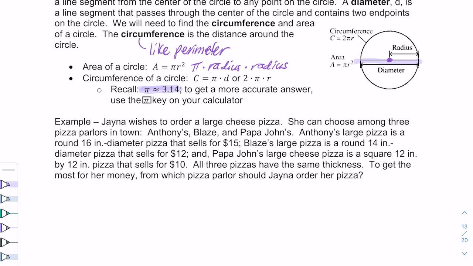It says Jana wishes to order a large cheese pizza. She can choose among 3 pizza parlors in town: Anthony's, Blaze, and Papa John's. Anthony's large pizza is a round 16-inch diameter pizza that sells for $15. Blaze's large pizza is a round 14-inch diameter pizza that sells for $12. And Papa John's large cheese pizza is a square 12-inch by 12-inch pizza that sells for $10. All 3 pizzas have the same thickness. To get the most for her money, from which pizza parlor should Jana order her pizza?